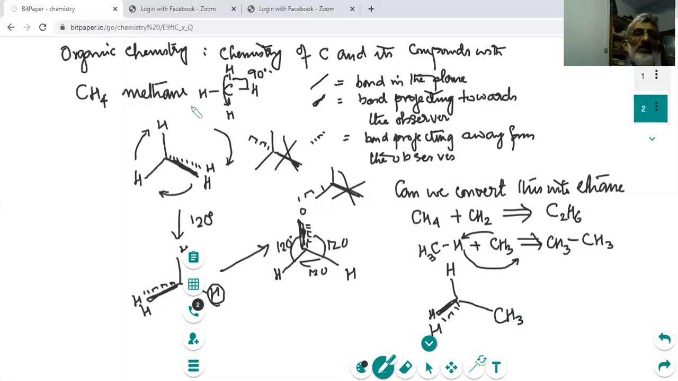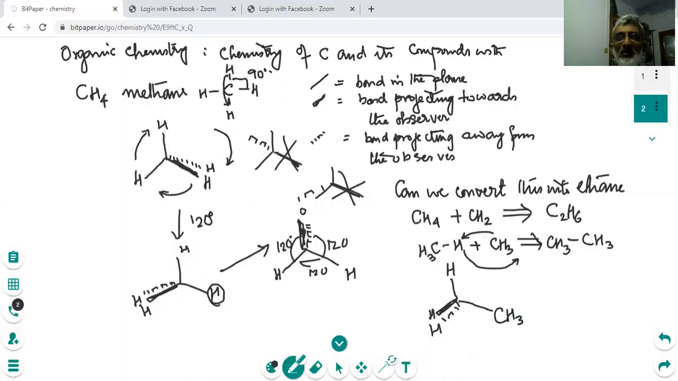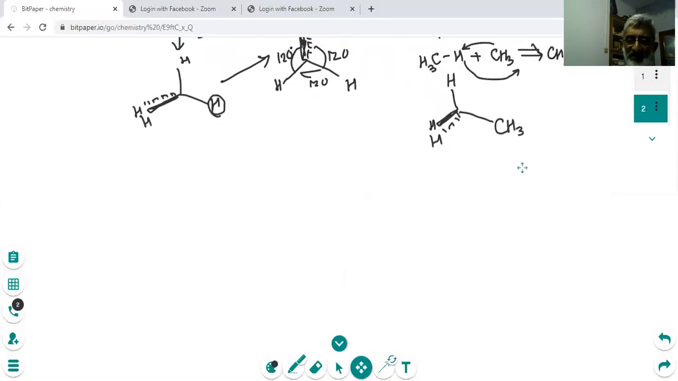Now I would like you people to draw the three-dimensional structure of the CH3 group. I'll give you 1 minute. Please try yourself and see how you will fare. That is, expand this CH3 also. Come on, fast. Do it fast.